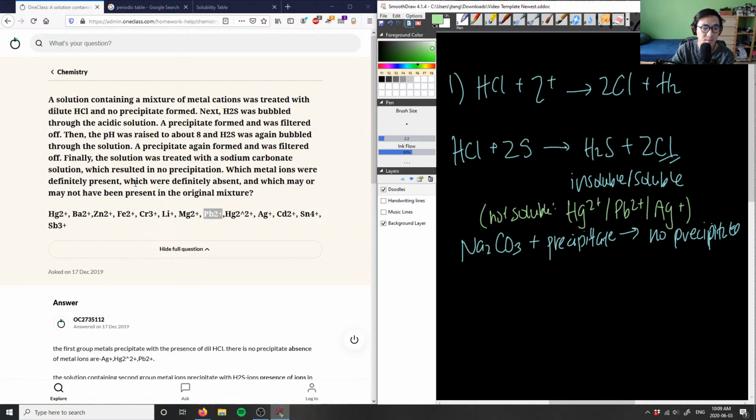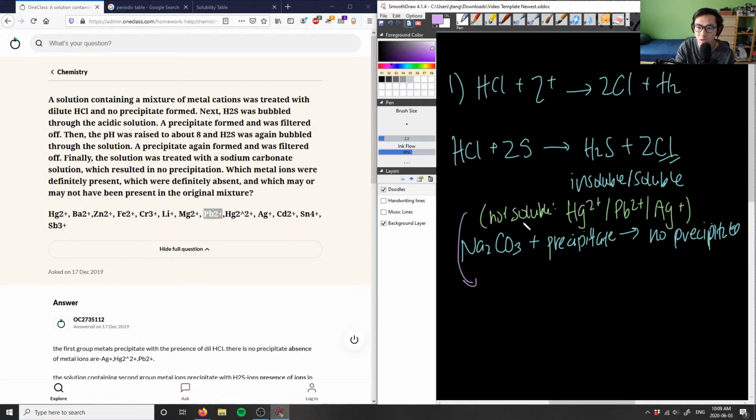And then it's asking us, then the pH was raised to about 8, and H2S was again bubbled through the solution. A precipitate again formed and was filtered off. So again, we're adding this H2S to the solution. So it's either mercury, lead, and silver here. We're adding it to the H2S solution, and then we're going to make another compound here. So let me write that down.